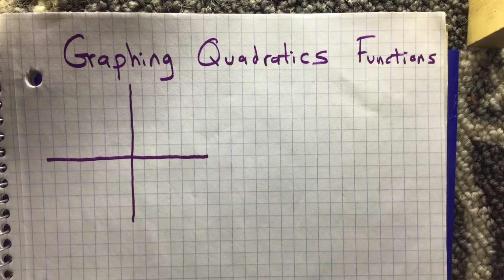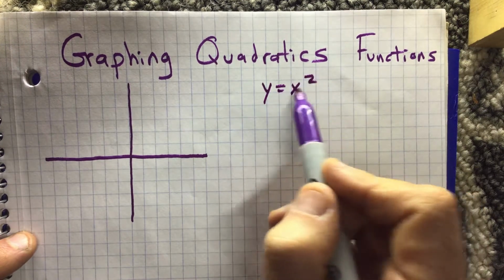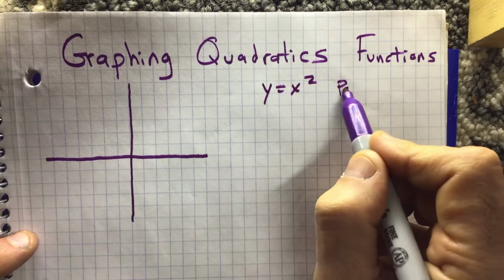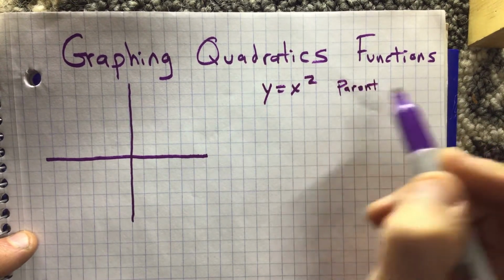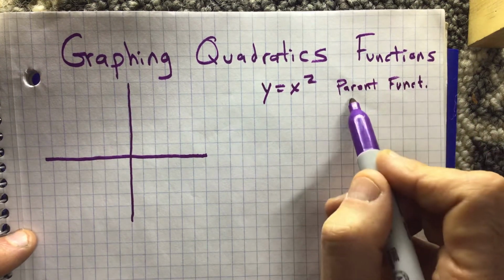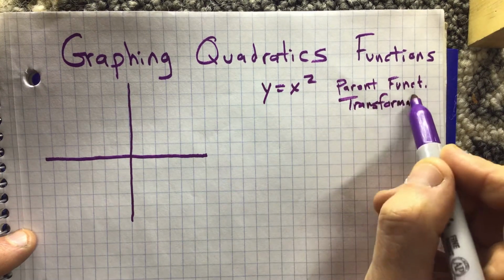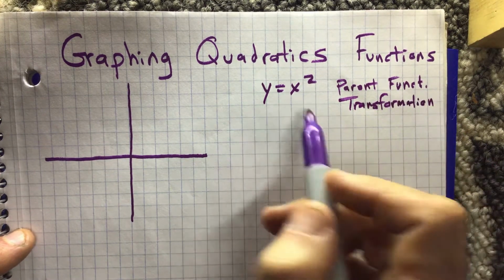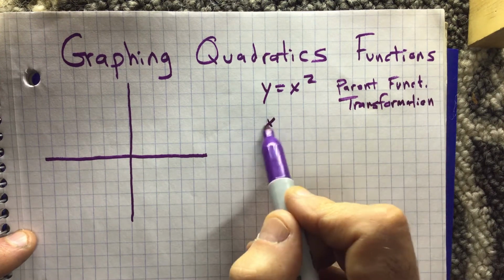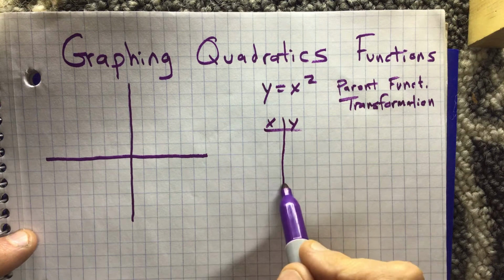Graphing quadratic functions. I want to start with y equals x squared. That's just what we call the parent function of all quadratic functions. So every other function is just a transformation of this function. So what we're concerned with, of course, is the solutions. So you can make a table and list some solutions.